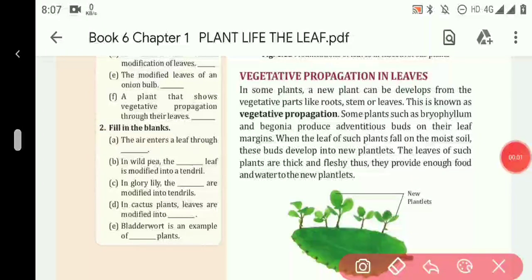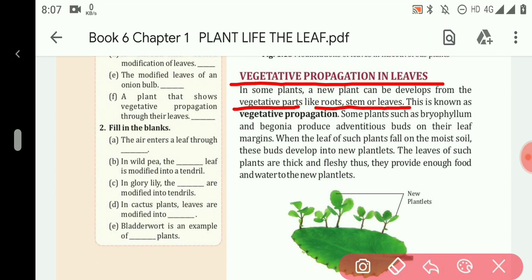Our next topic is vegetative propagation in leaves. So what is vegetative propagation? In some plants, a new plant can be developed from the vegetative parts like roots, stem or leaves. As we know, a plant requires seed to grow, but in some cases, a new plant can be developed from the vegetative parts of the plant such as roots, stem or leaves. This process is known as vegetative propagation.